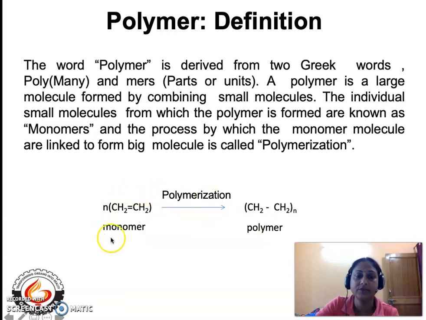Here we can see that the monomer unit is CH2=CH2, which is an ethylene molecule. When n number of ethylene molecules get added up via the process of polymerization, we get a large molecule, which is a polymer. The difference between the monomer and the polymer is that the monomer has a double bond, whereas in the polymer there is a single bond, and n number of units are added to form a polymer.